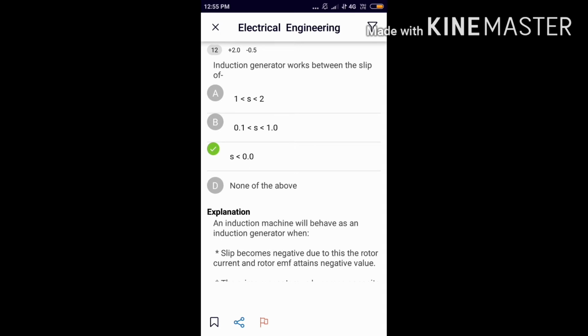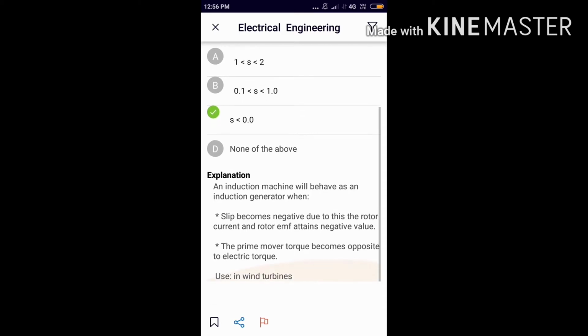Question number two. Induction generator works between the slip of S less than 0. An induction machine will behave as an induction generator when slip becomes negative. Due to this, rotor current and rotor EMF attain negative value. The prime mover torque becomes opposite to electric torque. This will be used in wind turbines.